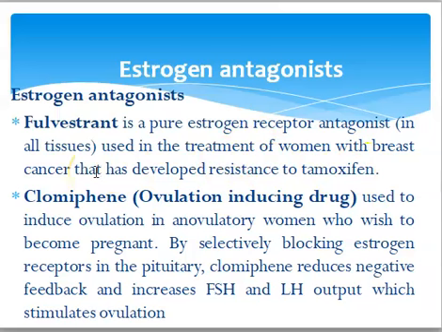We also have clomiphene. This is an ovulation-inducing drug. It is used to induce ovulation in anovulatory women who wish to become pregnant. It acts by selectively blocking estrogen receptors in the pituitary, and again it reduces the negative feedback of FSH and LH, hence leads to increased production of FSH and LH. And of course, when these are produced in large amounts, they will stimulate the ovaries to produce estrogen and progesterone, hence can increase fertility.